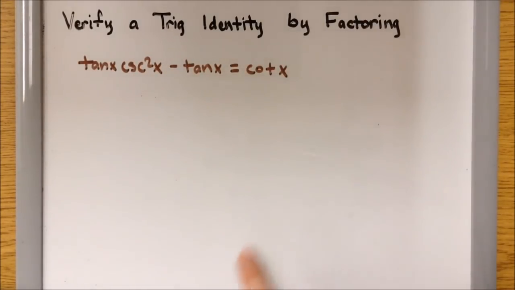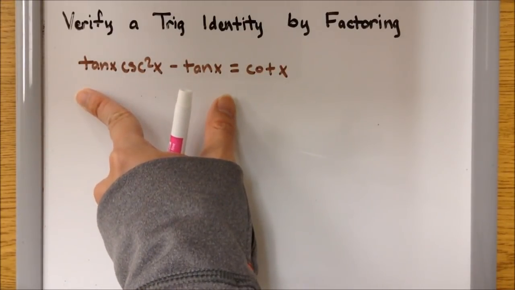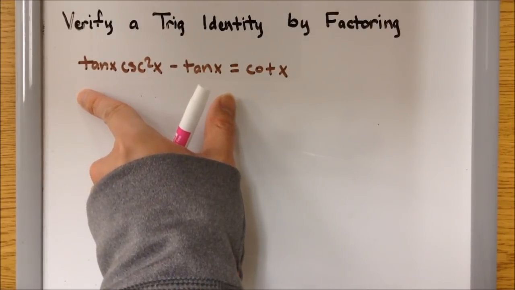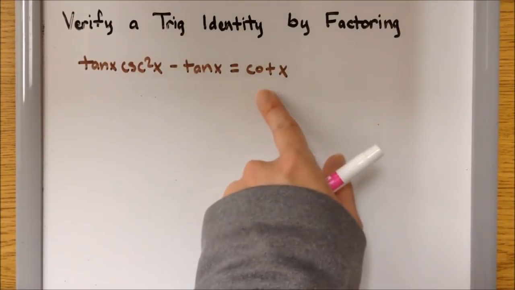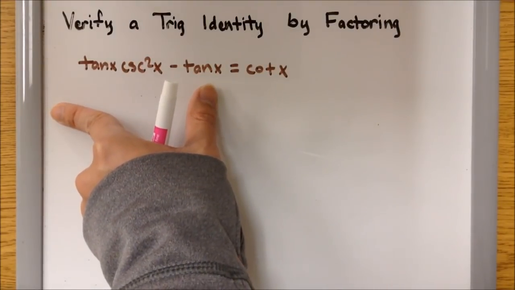What we're going to do is work on the left side because it's the most complicated side, and then try to get it to become the same as the right side. So we're going to make the left side become cotangent of x.